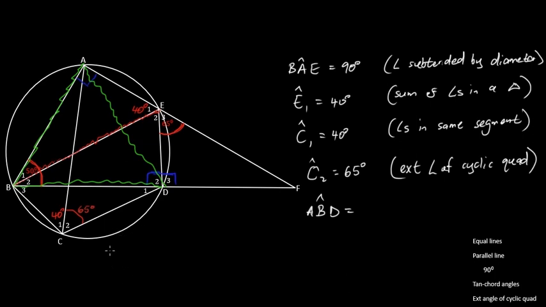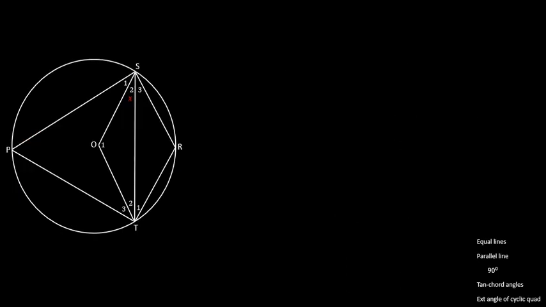That is angle B1 and B2. Angle B1 and B2 is highlighted the same as angle C2, the starting point. So angle B1 and B2 equals angle C2 equals 65 degrees. So what's the reason for these two being equal? B1, B2 and C2, that's angles in the same segment. So angles in same segment.